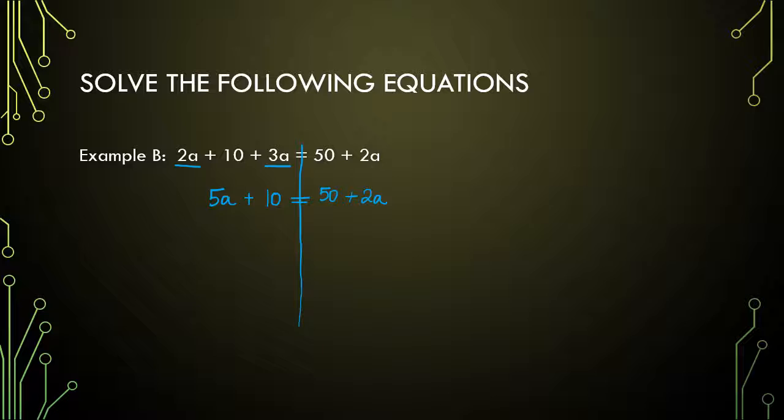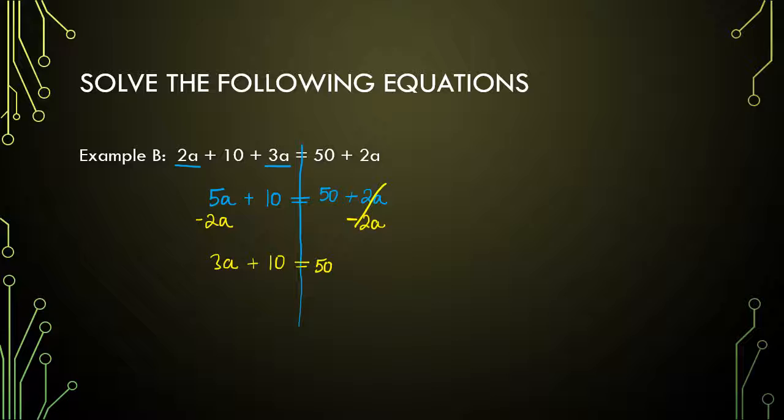So to get rid of positive 2a and move it to the other side, I need to perform my inverse operation. Opposite of plus is minus. So if I subtract 2a from both sides, on the right side they'll cancel, we'll have 50 to bring down. On the left side, 5a minus 2a is 3a. And we have plus 10 to bring down. Our equation now reads 3a plus 10 is equal to 50.